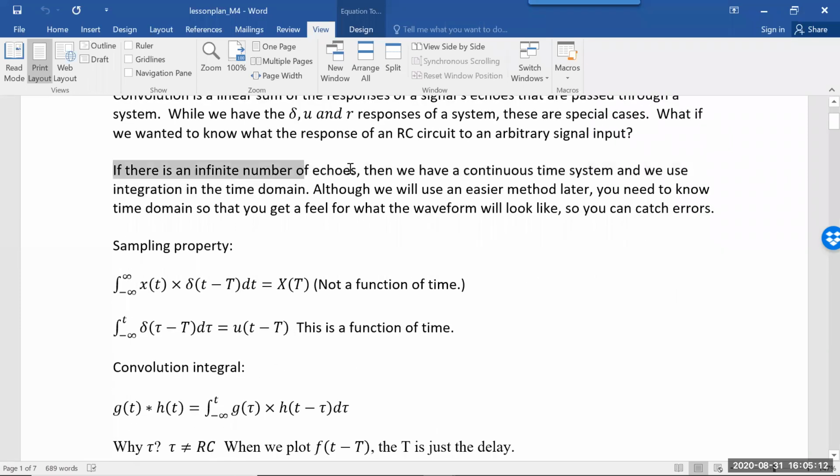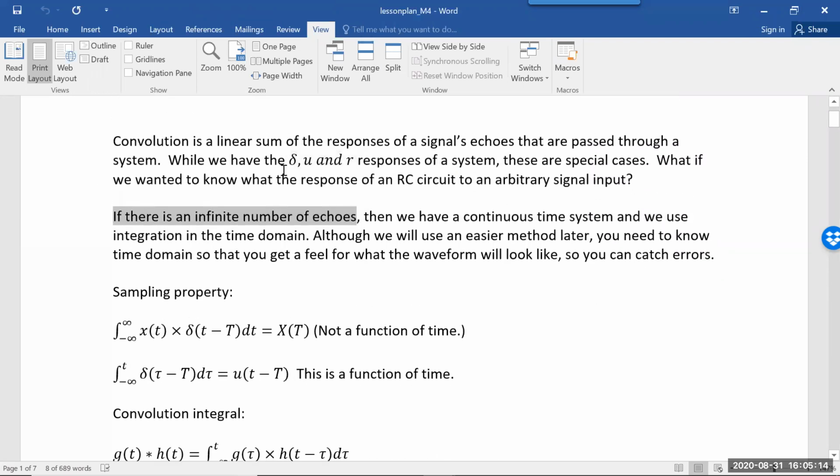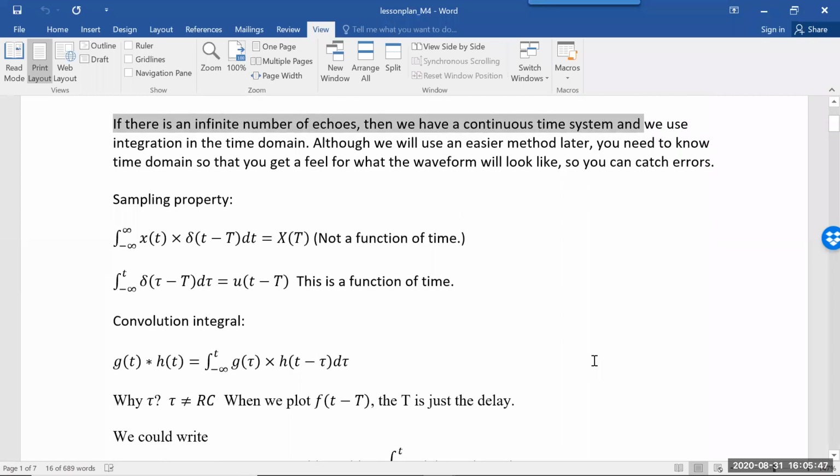So if we have an infinite number of echoes, and again, some of these are notes to myself, not ready for prime time, okay? If you have an infinite sum of these echoes, it's continuous time, and we integrate in the time domain. But if you have a discrete number of echoes, then this is more like 112, and you're doing convolution in discrete time. That's not what this course is about.